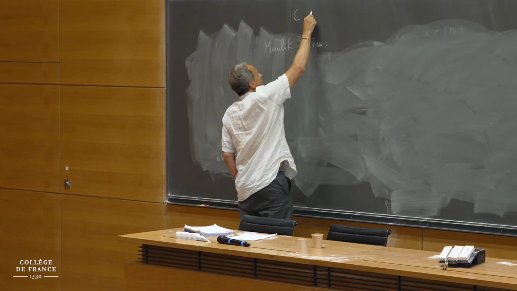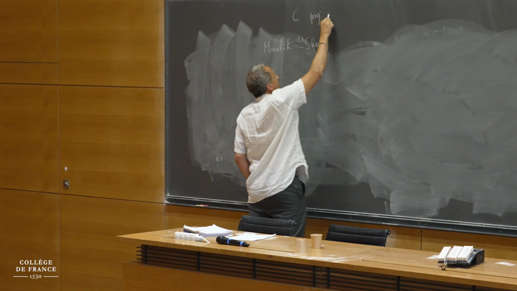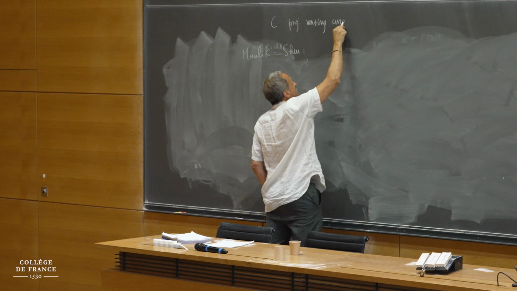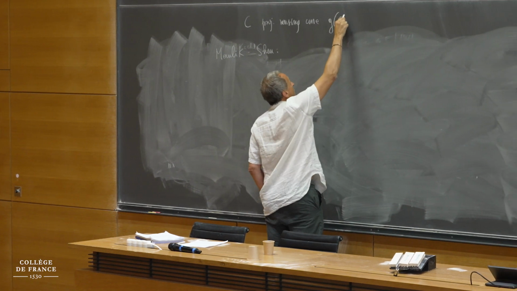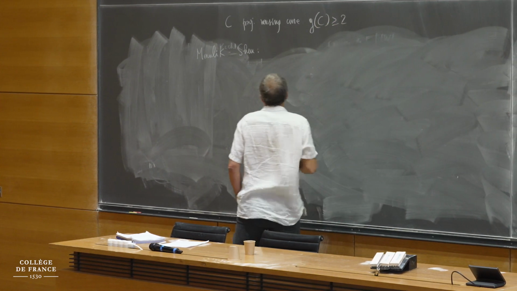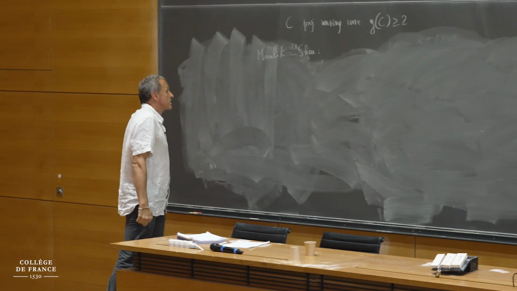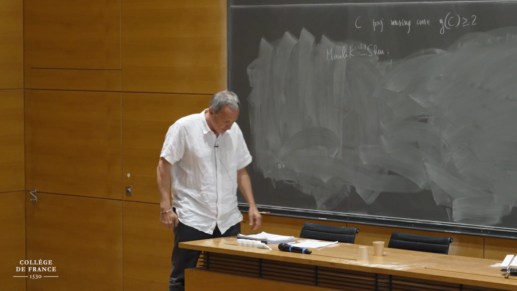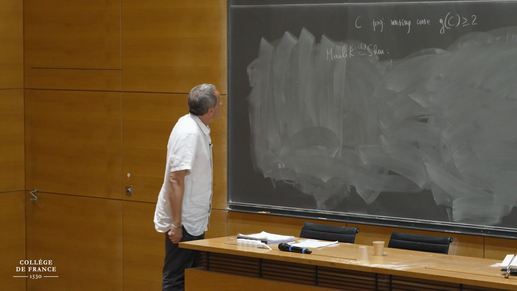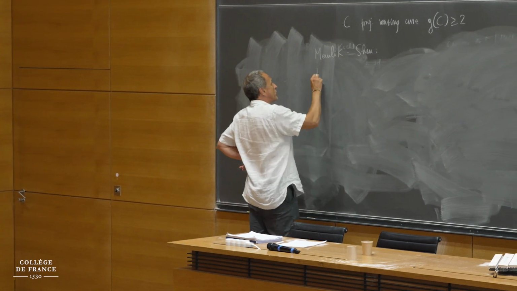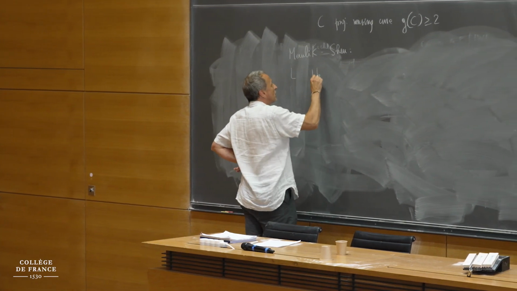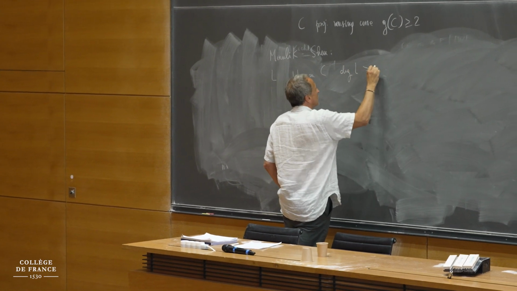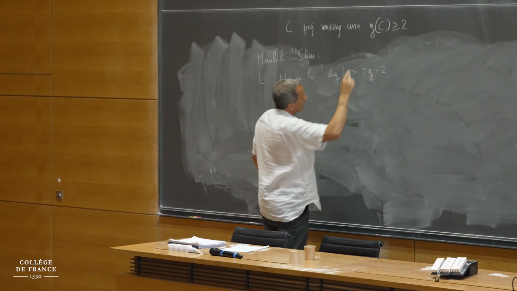So C, for all the talk, will be a projective non-singular curve of genus bigger than or equal to 2. The base field will be C, but this is only for psychological reasons. In the work of Maulik and Shen, we pick a line bundle L on C of degree bigger than 2g minus 2.